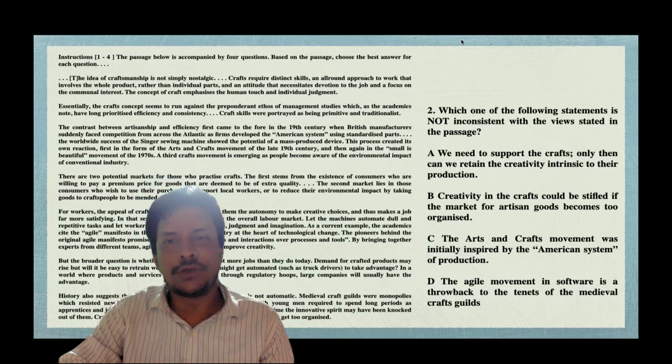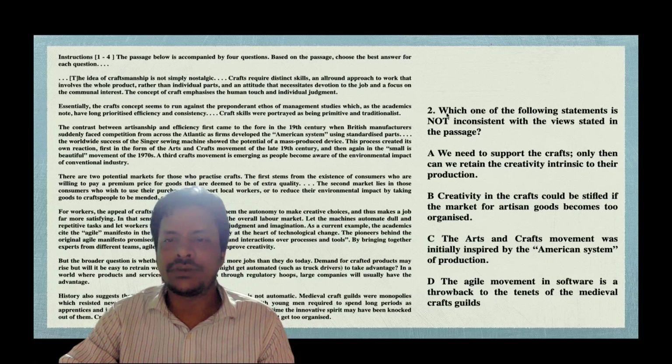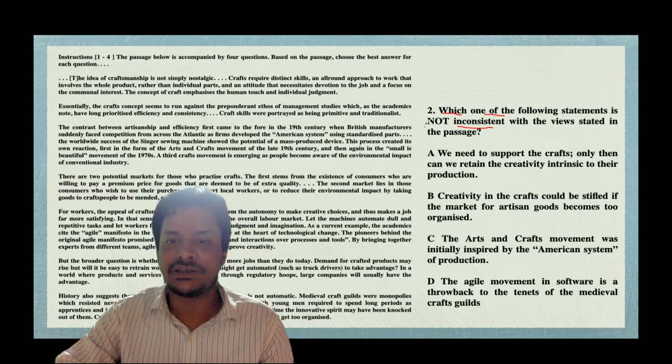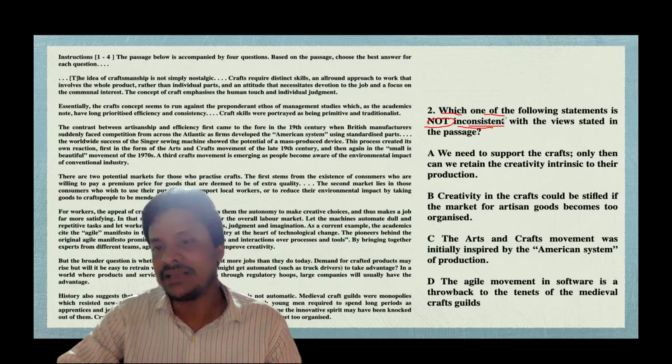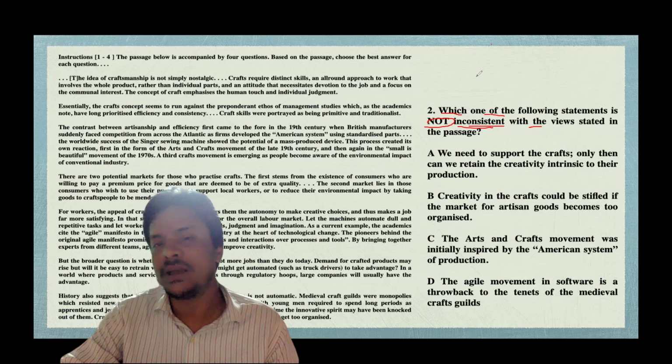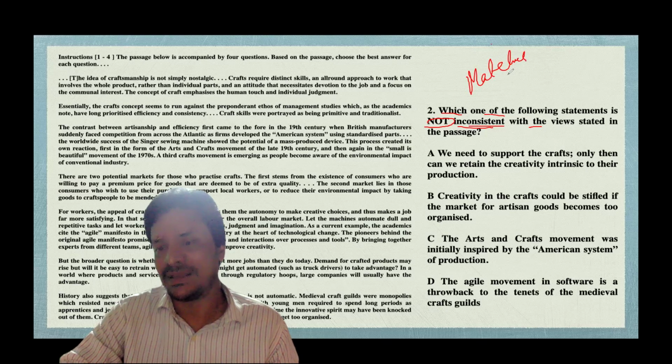Well, let's look at the second question. The second question asks, which one of the following statements is not inconsistent? Look at that, the word is given in capital letters, NOT inconsistent. If you talk about not inconsistent with the view stated in the passage, this means which option matches the ideas in the passage? So it means consistent with it.